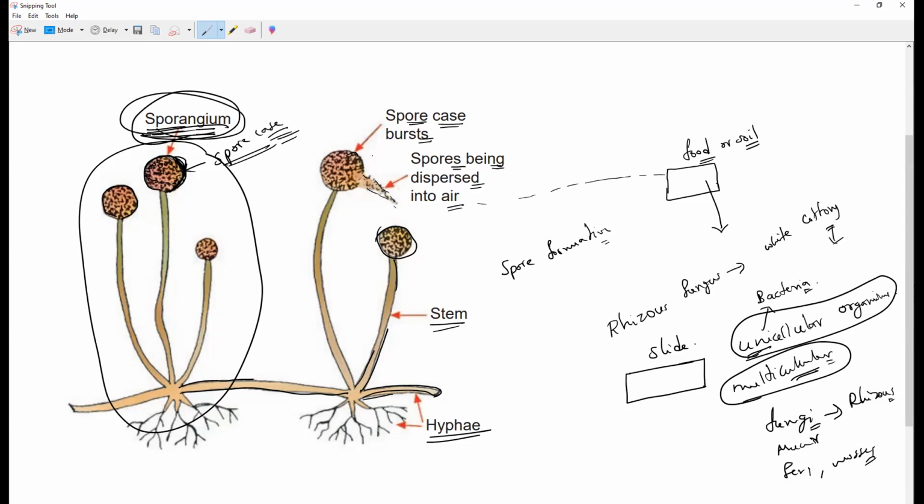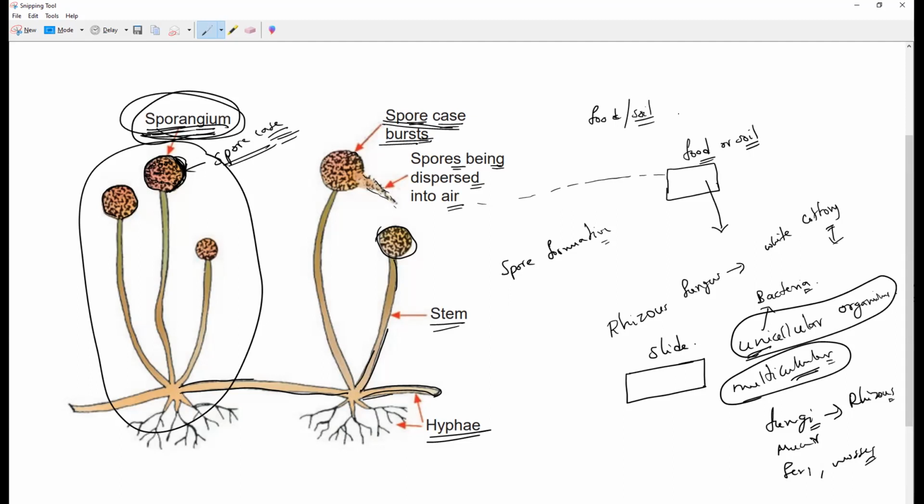Now, when it has a well-grown sporangium and suitable conditions, the spore case will start bursting and the spores will disperse into the air. They are already present in the air. So whenever they get food, or soil with a proper amount of moisture or water, they will settle on it and continue their spore formation and continue their offspring.